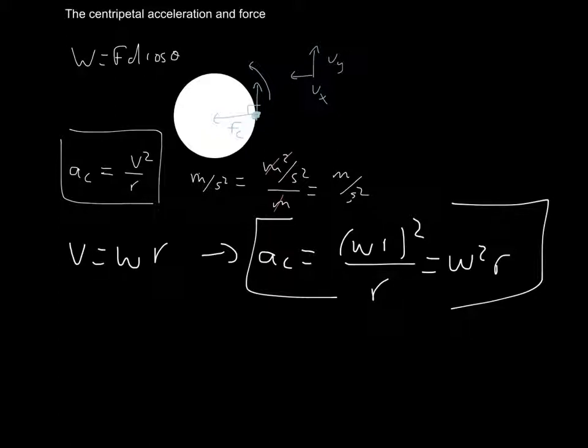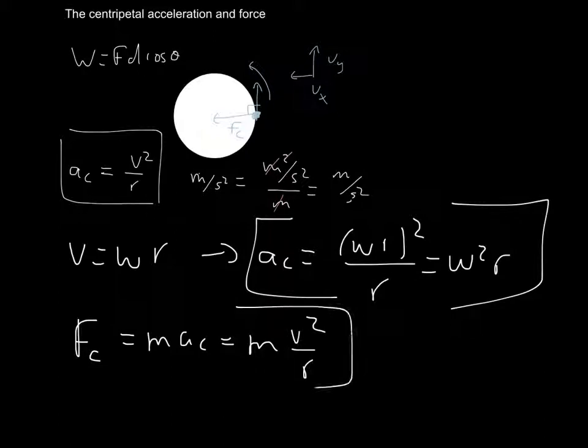How about the centripetal force? Well, force equals mass times acceleration. So the centripetal force is just the mass times the centripetal acceleration, which is the mass times v squared over r. And that's all we need to know. Again, for a more proper derivation, let's wait until we know differentials.